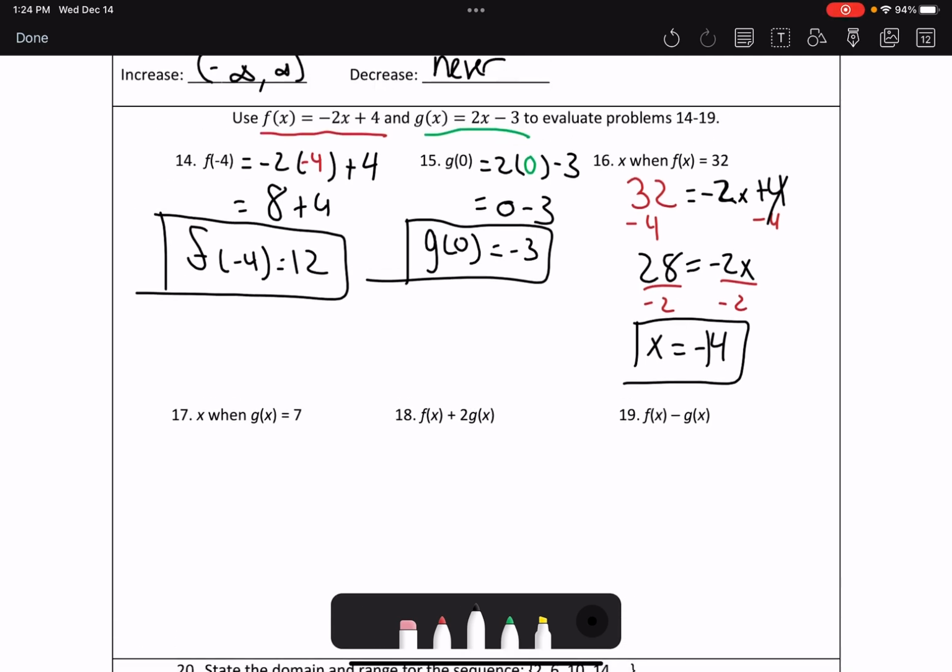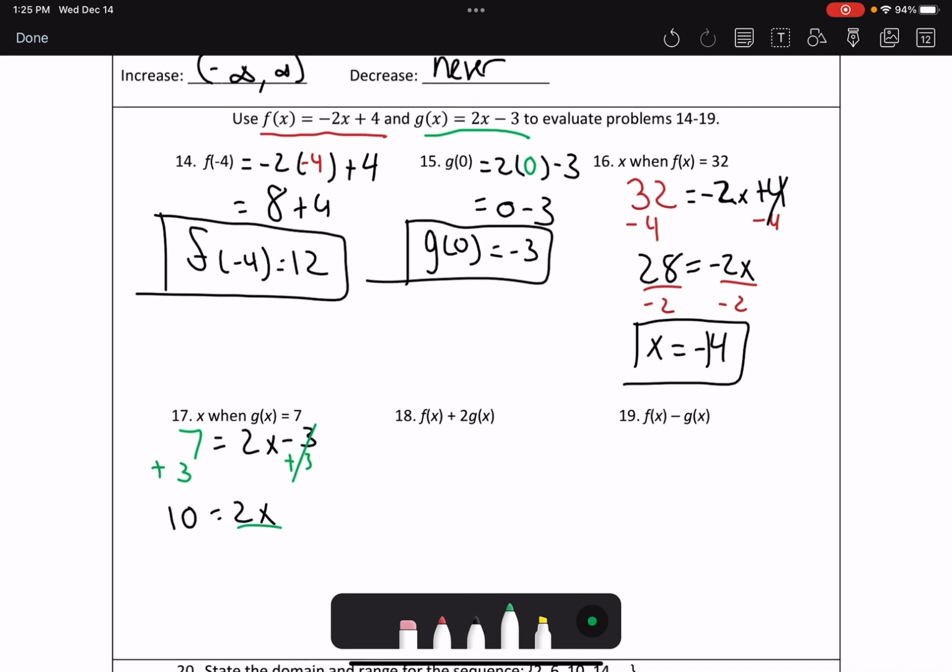Number 17 is asking us to do a similar activity. So it is saying that I've given you an output now. You need to find the input for g of x is equal to 7. So I have 7 is equal to 2x minus 3. I'm going to add 3 to both sides, which gives me that 10 is equal to 2x. I'm going to then divide by 2. So x is equal to 5 for number 17.